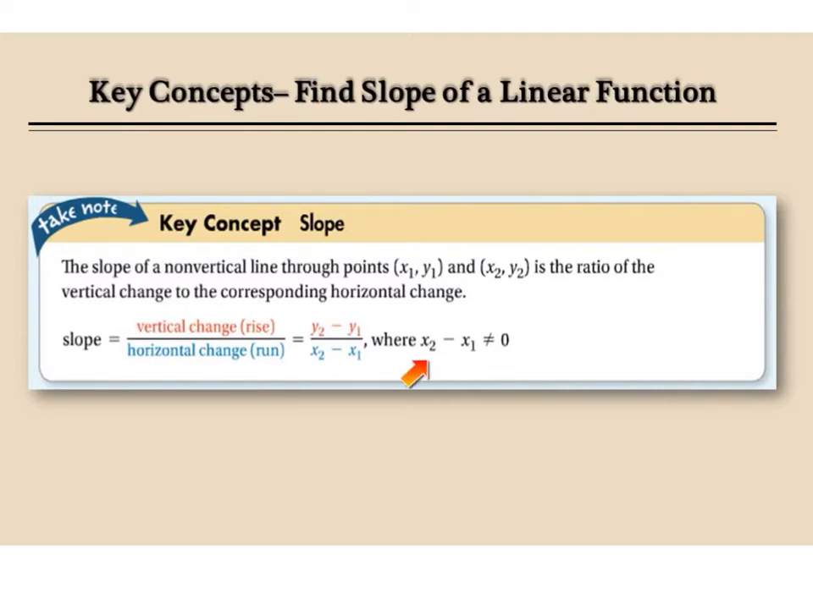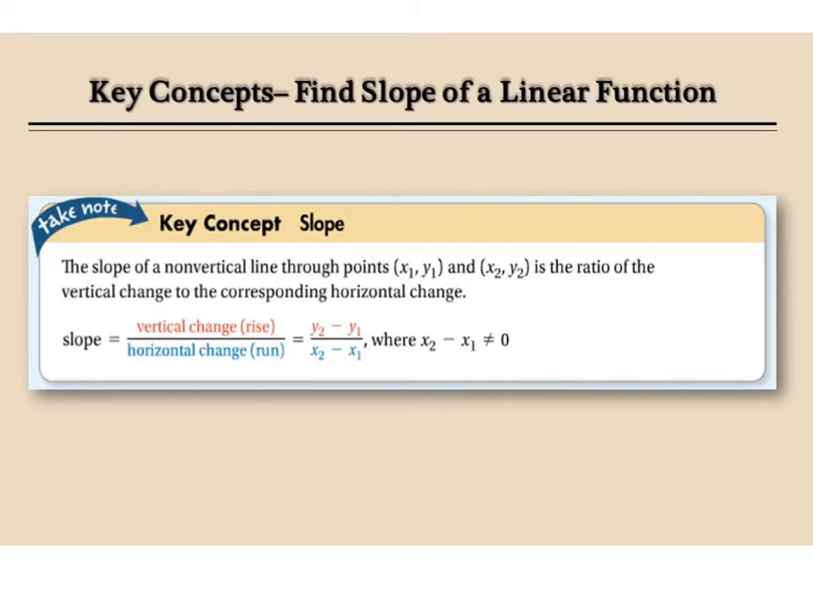And the change in x cannot be 0. That's why they call it a non-vertical line. A non-vertical line where the change is 0 has an undefined slope. So as long as there is a change in the x value, there is a slope in the line, whether it's positive or negative.